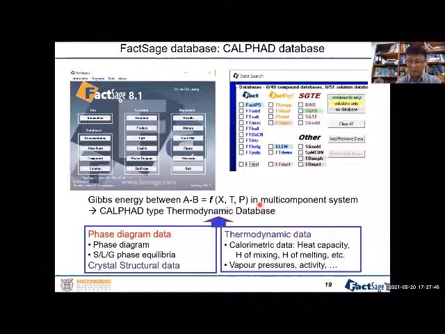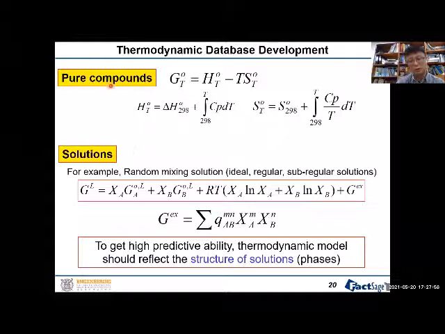Once we have those databases, we can enter them into this kind of software. And by using the so-called Gibbs energy minimization routine, we can do very complex thermodynamic calculations and also phase diagram calculations. The equation is very simple. For a pure compound, this is exactly the same equation I showed you in the beginning of this course. Gibbs energy equals H minus TS, where H is H298 plus the integral of CP, and S is S298 plus the integral of CP over T dT. In our database, we contain the H value, S value, and heat capacity for all the species. For example, in the FactSage database, we have about 5,000 Gibbs energy functions for 5,000 species.